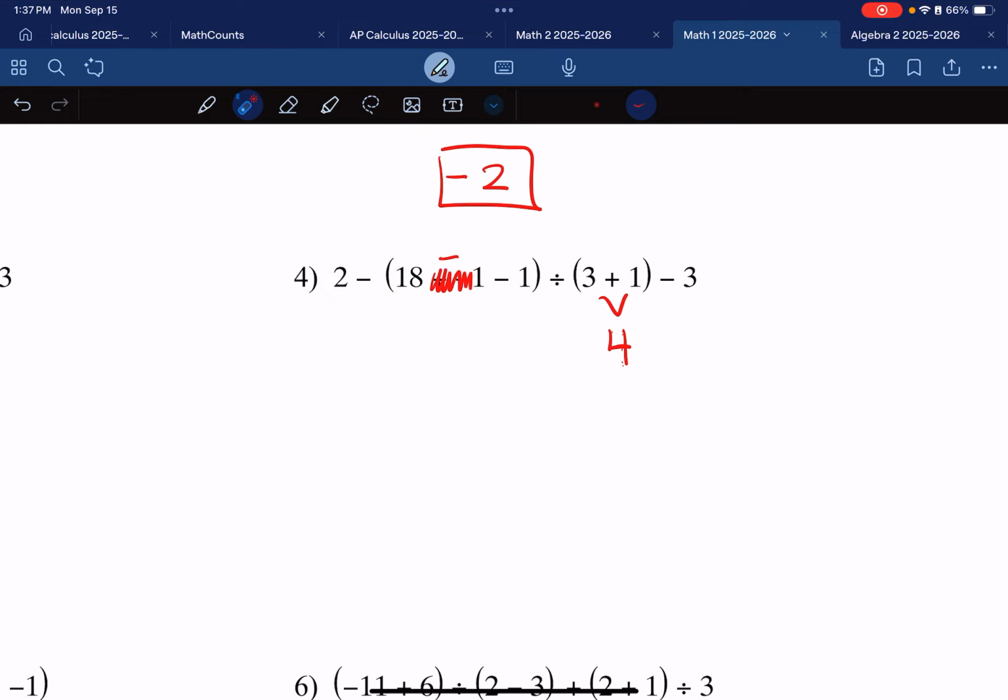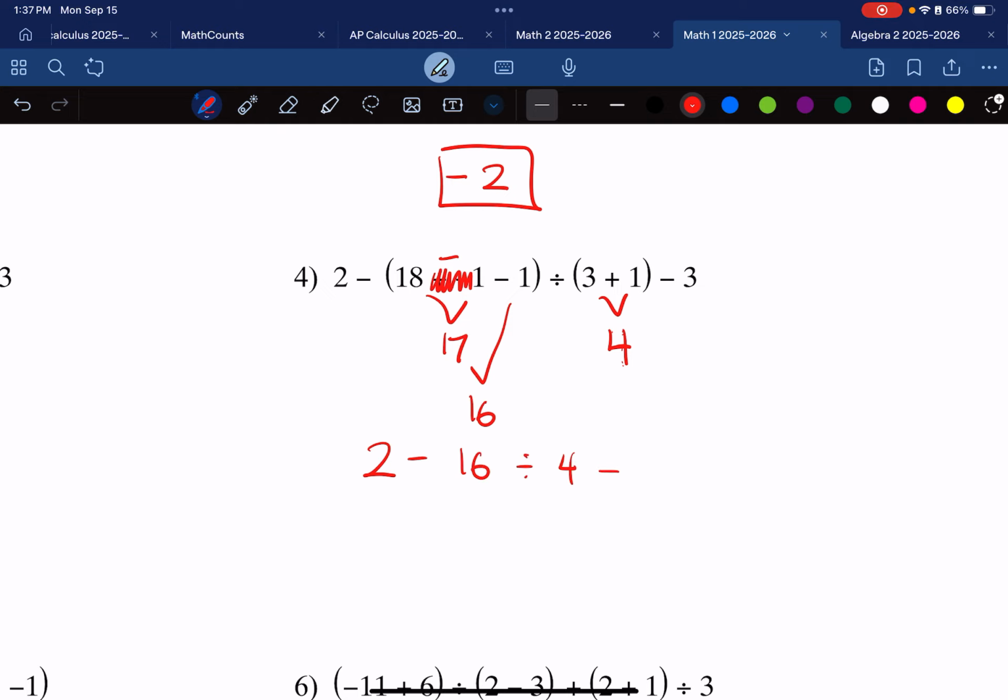18 minus 1 from the left to the right is going to be 17. And then 17 minus 1 is going to be 16. So now I can rewrite my equation. I have 2 minus 16 divided by 4 minus 3.